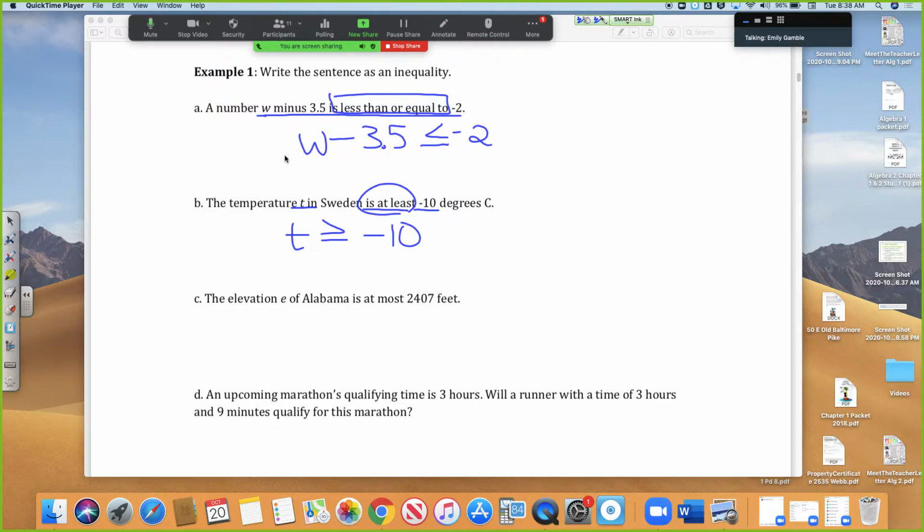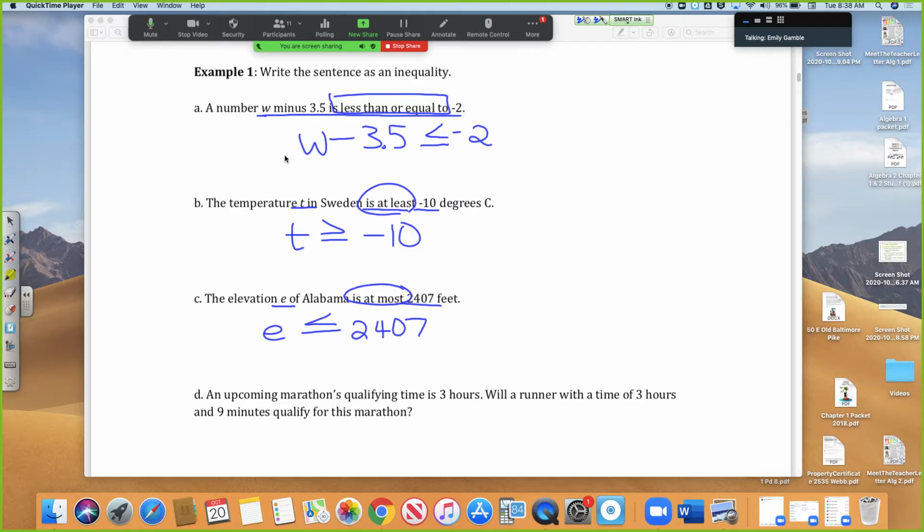The elevation E of Alabama is at most 2,407 feet. So sometimes it's helpful just to set up the variable and set up the end point, the number you're talking about, and then determine what symbol this would be. At most. What symbol would represent at most? Which is kind of representing like the largest it could be. Anyone else? Is it less than or equal to? Yes, perfect. Less than or equal to.